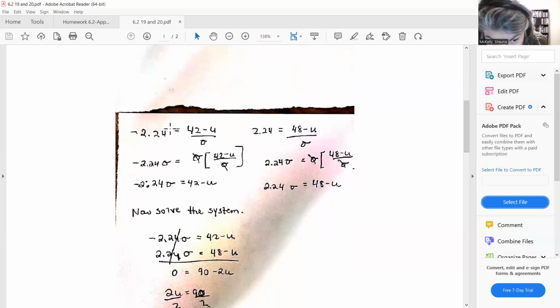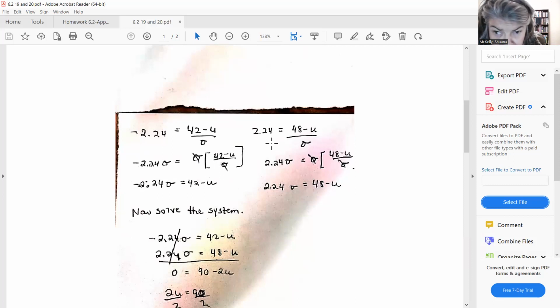So if I take the equation on the left-hand side, which is negative 2.24 equals (42 minus mu) over sigma, I multiplied both sides of the equation by sigma. So I have negative 2.24 sigma is equal to, and here the sigma cancels, 42 minus mu. And similarly with the other equation, 2.24 sigma is equal to 48 minus mu.